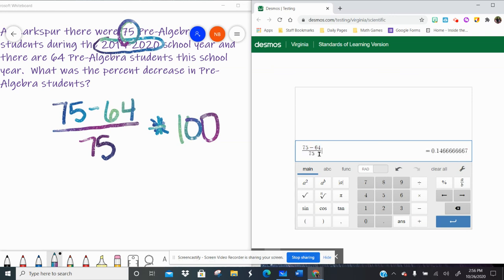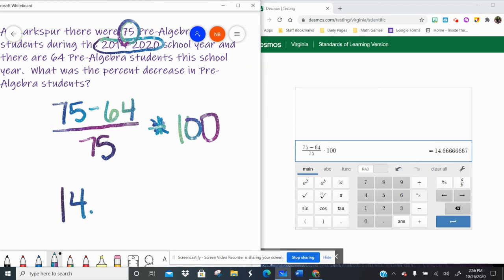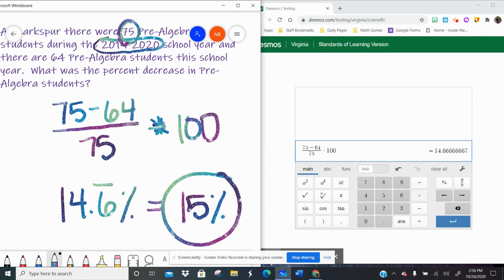So I'm going to divide by 75 and then again times 100 because I want that percent. And I get that 14.6 repeating. So I can write 14.6 repeating. Or if it asks for the nearest percent, I could say that there is a 15% decrease, right? Because it went from a higher number to a lower number. So there was a 15% decrease.